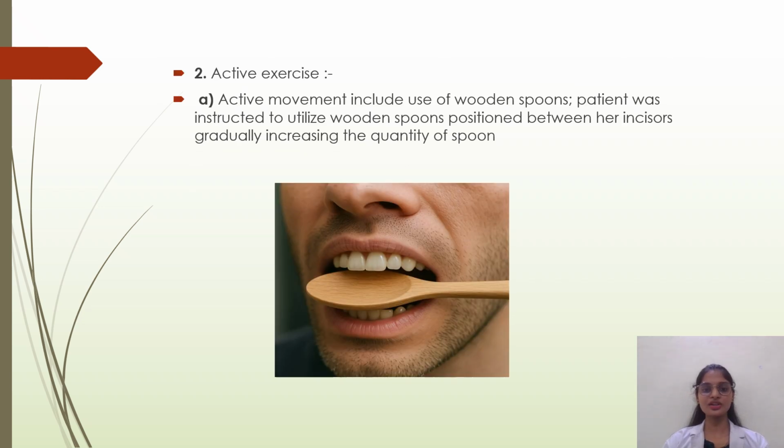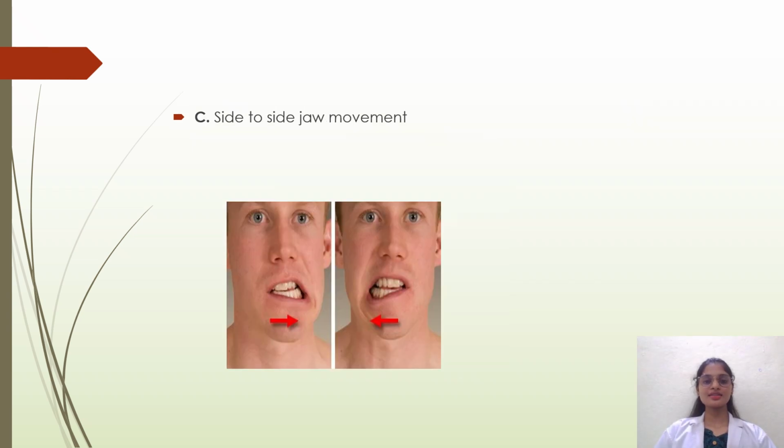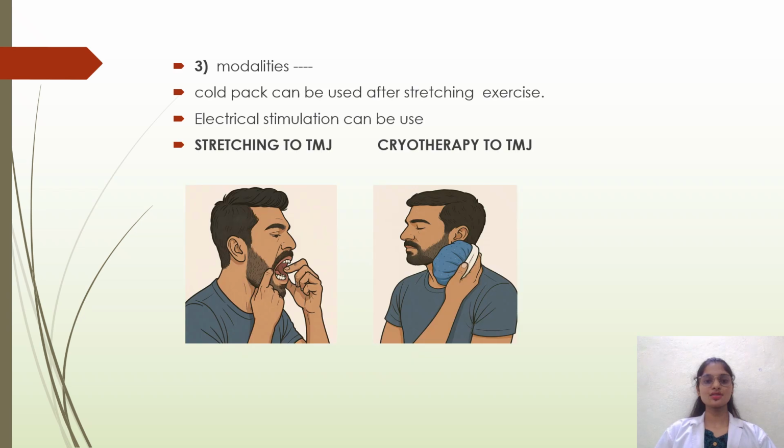Later on we add active exercises. Active movements include the use of wooden spoons. The patient was instructed to utilize wooden spoons positioned between her incisors, gradually increasing the quantity of spoons. These steps are essential to restore joint function and improve quality of life. Another exercise is side-to-side jaw movements.